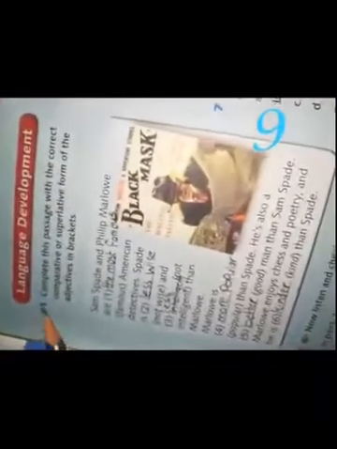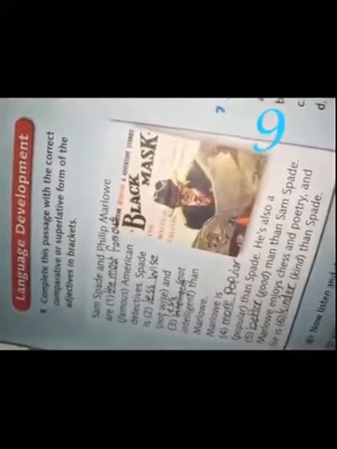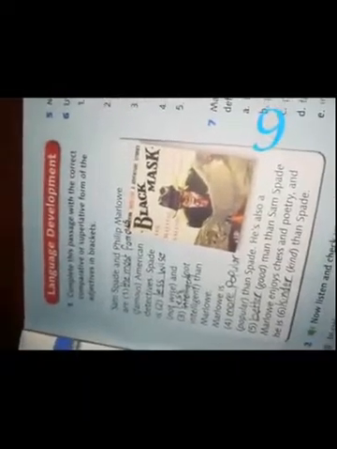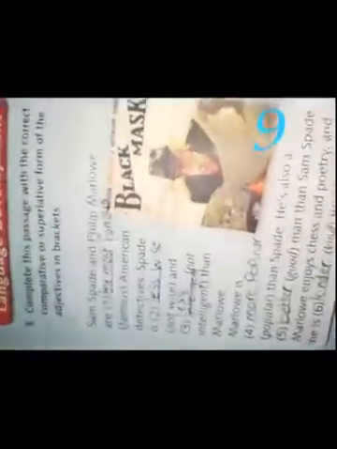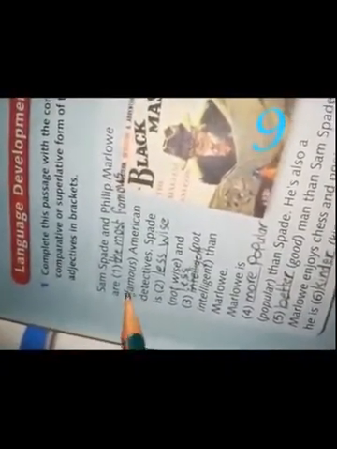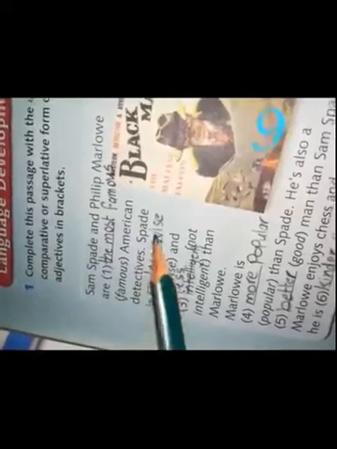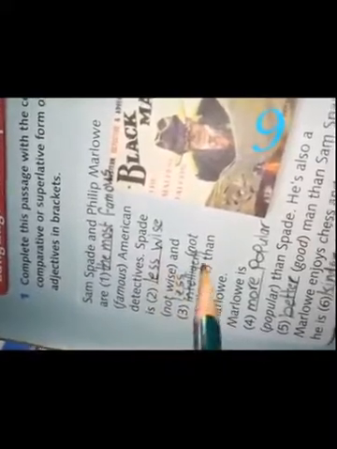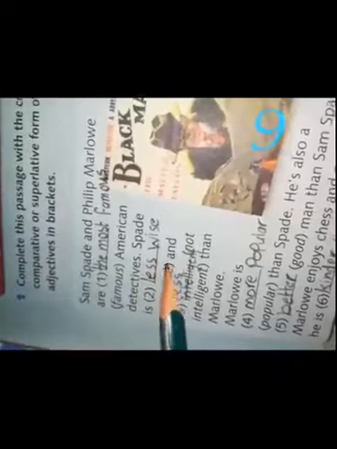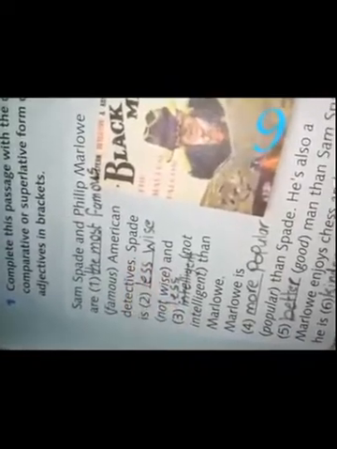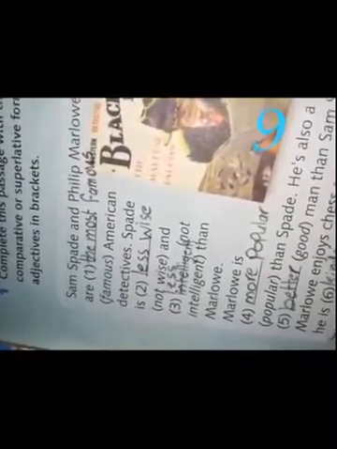Page 63, exercise number 1, language development. Complete this passage with the correct comparative and superlative form of the adjective in brackets. They are talking about Sam Spade. Sam Spade and Philip Marlowe are the most famous American detectives. So both of them are the most famous. Spade is less wise and less intelligent than Marlowe. How do we use less? Because we are comparing 2 people with not and not. So it's less.